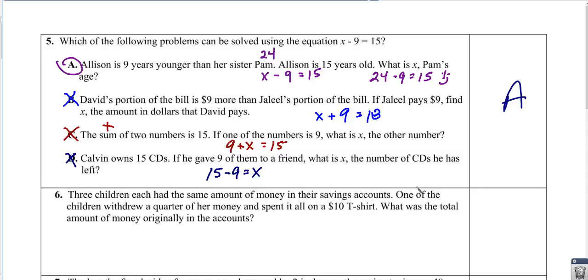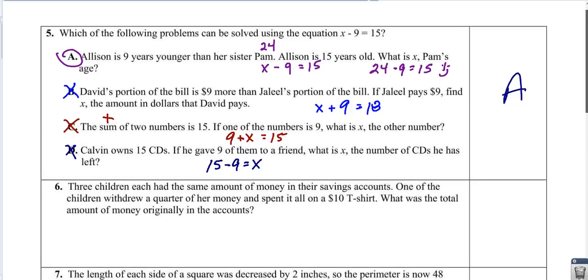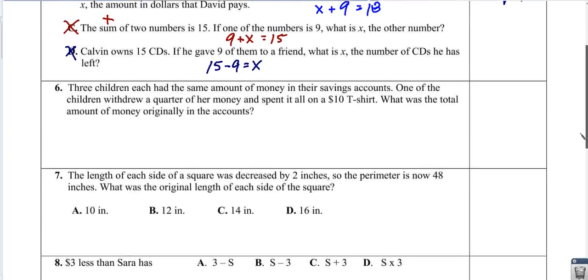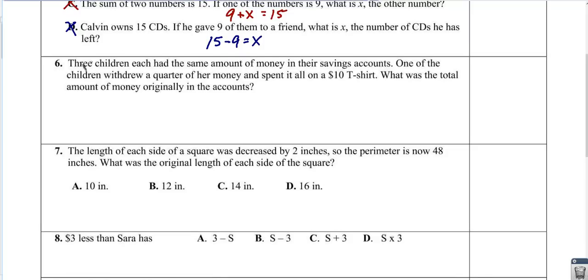Questions on A? All right. Down to the T-shirt wearing children. So things to underline or highlight in this problem, things to keep track of.